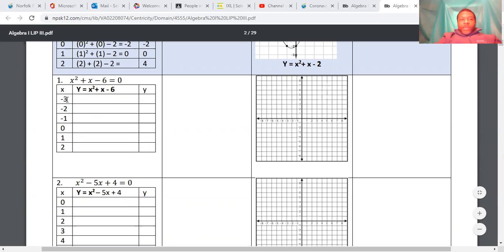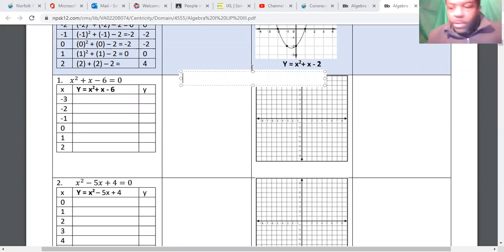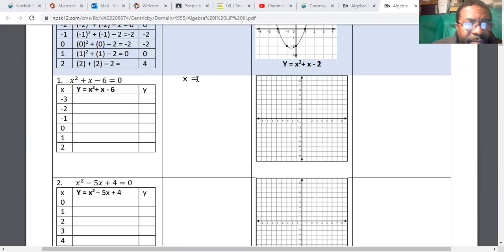All right, so we know that negative 3, let's type this in. So that's going to be x equals whatever they tell us right here. In this case, x equals negative 3, right? So that's going to be x equals negative 3.